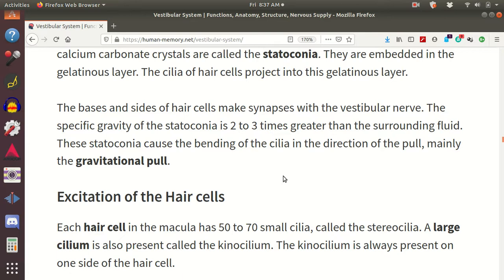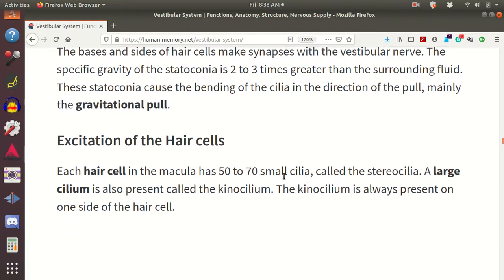So these statoconia cause the bending of the cilia in the direction of the pull. Now they say mainly the gravitational pull. That is not correct. Gravity is a theory. There is a direction of down. We know this. So let's stick with the facts.